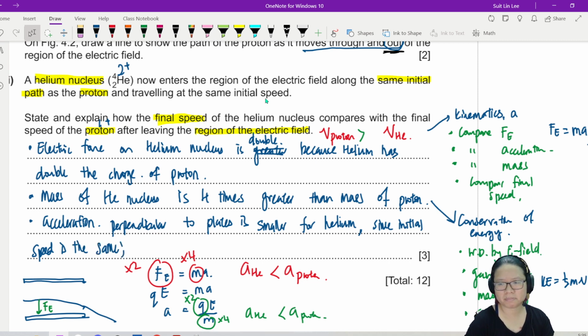Same. The final speed of helium is less than proton.